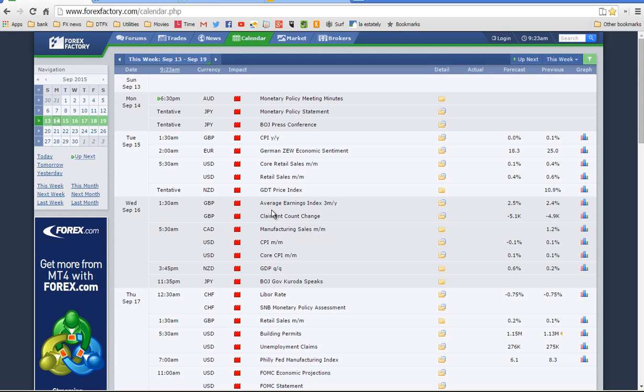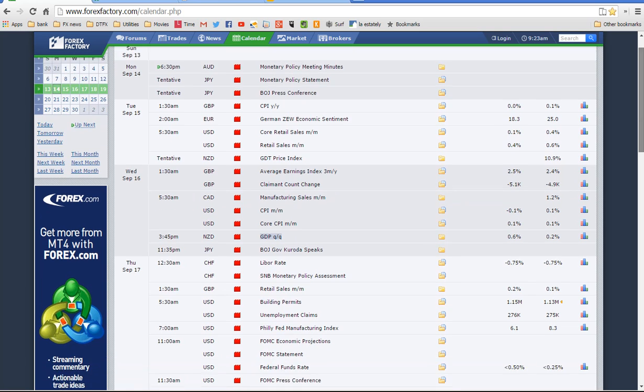Wednesday, we have employment numbers for the UK, also very big. So that's going to be some big activity. We may do some live sessions on some of that overnight stuff. We have CPI numbers for the US, which is big. We have GDP numbers for New Zealand, which is big. So we've got lots of big news.